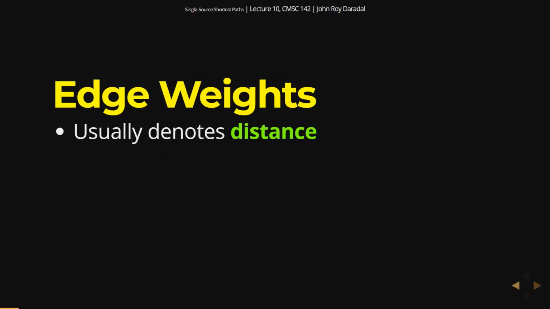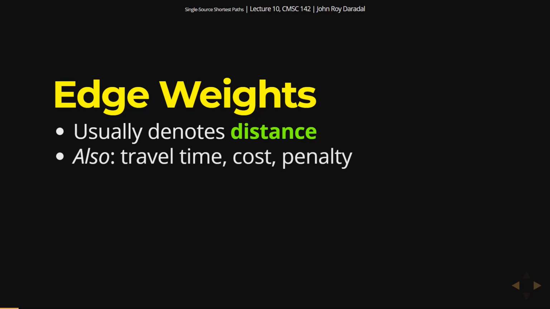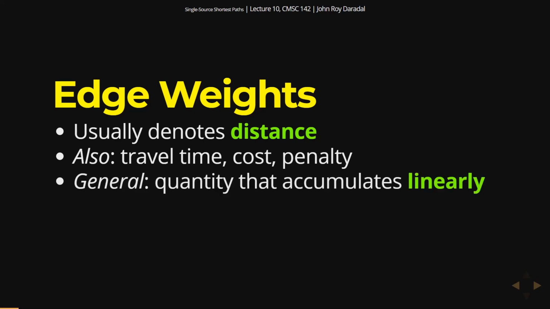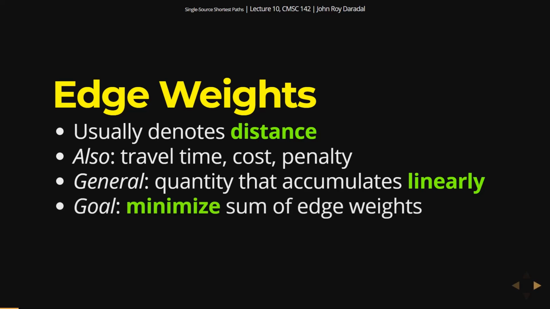For our edge weights, they usually denote distance between the two nodes, but it's not limited to distance. It could also mean travel time or cost of traveling from A to B, or a certain penalty. In general, it's just a quantity or a value that accumulates linearly. So you could add them up to get the total path weight, and then you're trying to find the minimum. So no matter what the interpretation of the edge weights is, whether distance, travel time, cost, or penalty, your goal is to always minimize that sum.